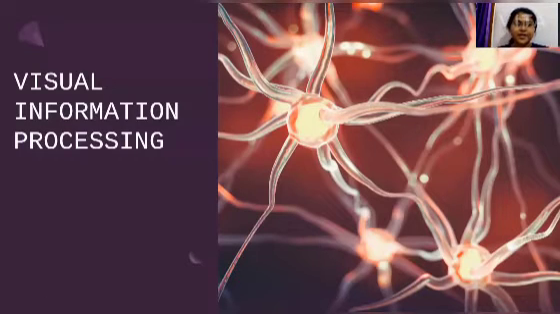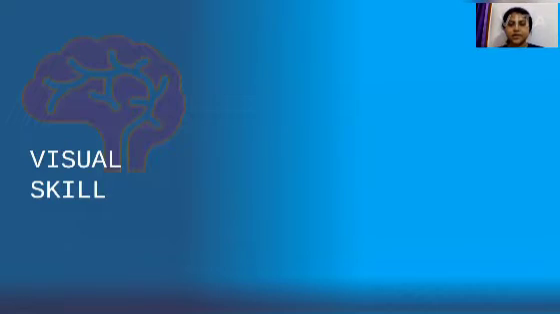So I am discussing the neural aspect of visual information processing. First, what I will talk about is visual skill. In visual skill, there are three main skills: spatial skill, analysis skill, and motor skill.